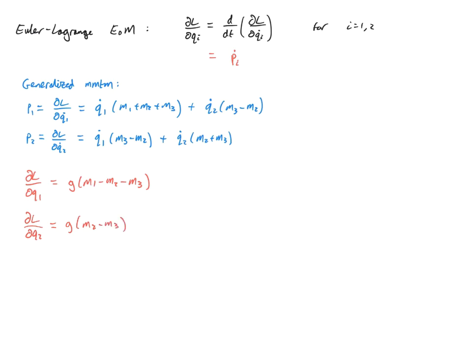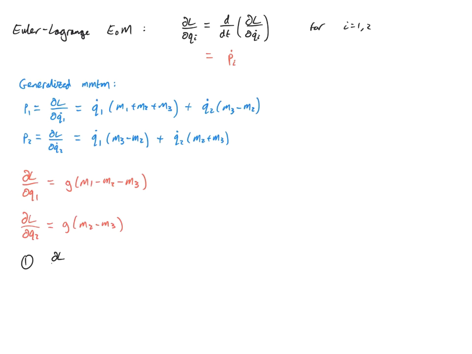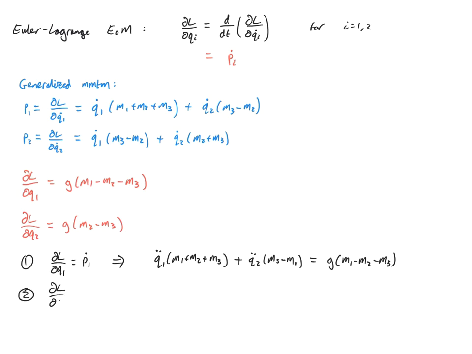And so here we actually have everything we need to write down the two equations of motion for our two generalized coordinates. I can now just equate the left and right hand sides. Equation of motion number 1 is simply dL by dq1 is equal to p1 dot, and that gives us this. Whereas equation of motion number 2, which is dL by dq2 is equal to p2 dot, gives us this. And these are the final results that we're looking for.